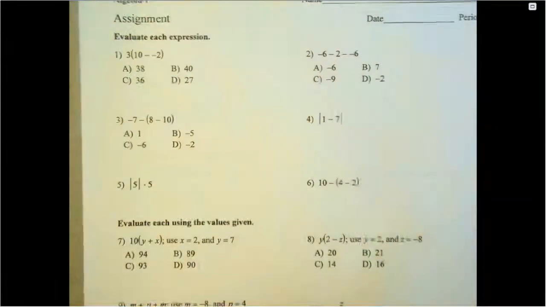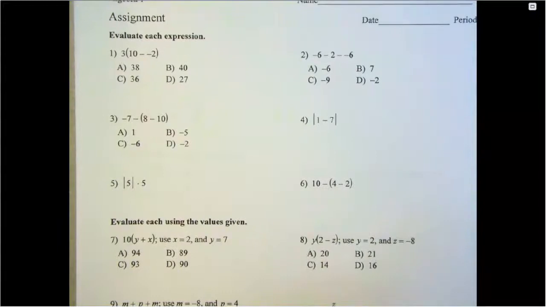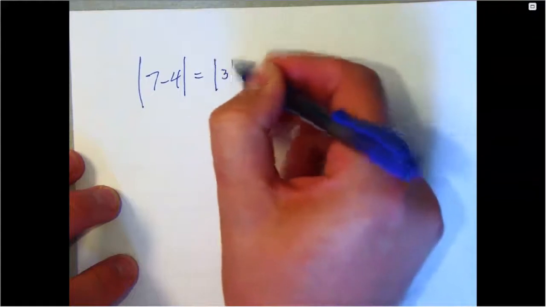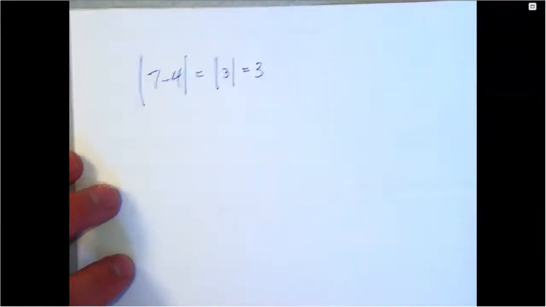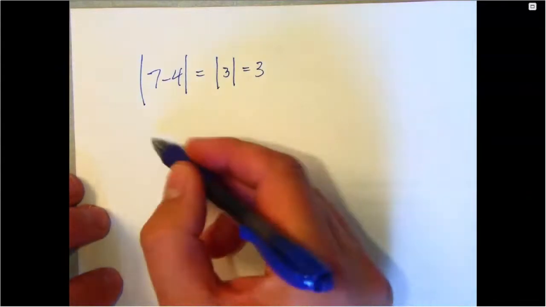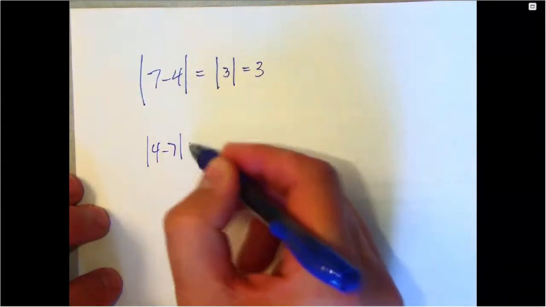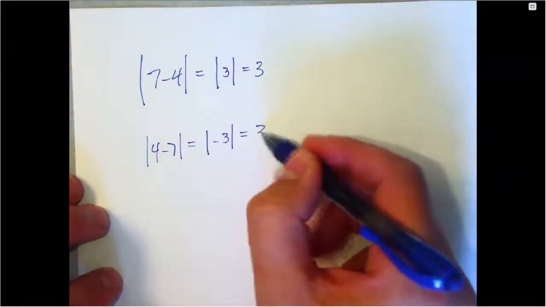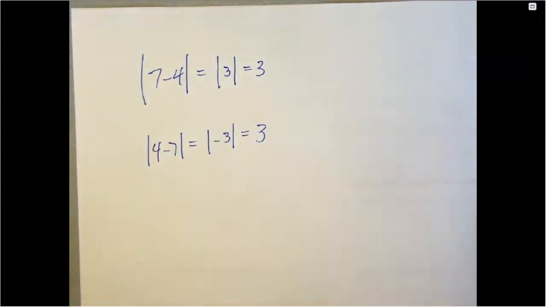We got order of operations today, and absolute value is thrown in the mix too. So I got a couple notes on the board. But just real quick, absolute value just means you take whatever number's in there and make it positive. So if I had the absolute value of 7 minus 4, that would be the absolute value of 3. And since 3 is already positive, we just keep it positive. But if I had the absolute value of 4 minus 7, that would be the absolute value of negative 3, and then because the number inside is negative, we make it positive.